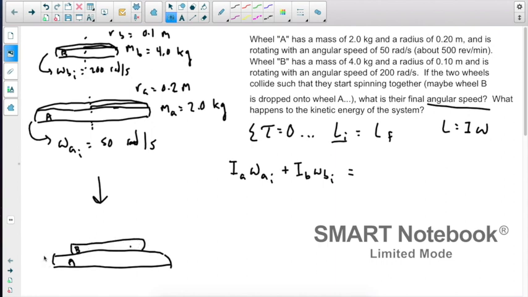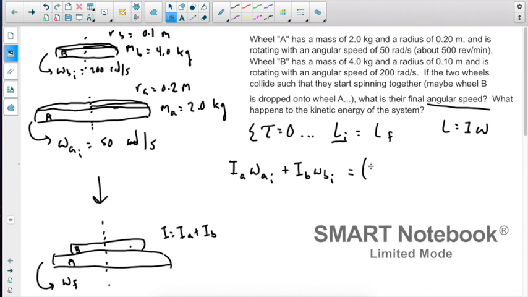And they're going to be rotating together with some final common angular velocity. The axis of rotation is not changed. The I value for this new system is just going to be the rotational inertia of A plus the rotational inertia of B, okay? That's true because my axis of rotation is not changed. The distribution of mass of B about that axis is the same as it was before. The distribution of the mass of A about that axis is the same as it was before. So the total rotational inertia of the system is just going to be those added together.